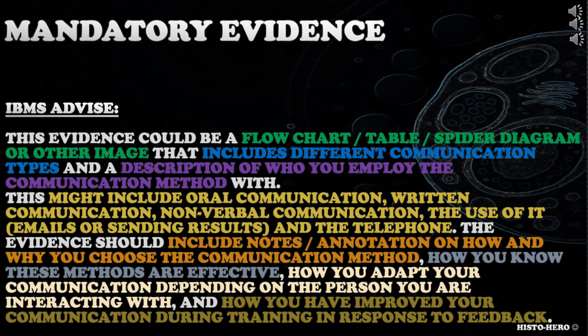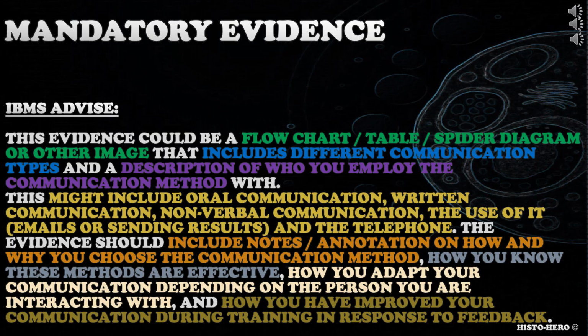IBMS also offers their advice on how to approach this mandatory evidence, which I think is very good. First, the information is telling the candidate what type of evidence IBMS would like them to use. They could use a flow chart, table, spider diagram or an image. This depends on their personal preference. Next is advising the candidate to include different communication types in the evidence. They could consider verbal, nonverbal, written, visual, listening, interpersonal or mass communication.